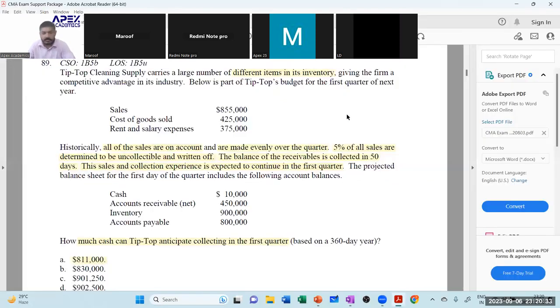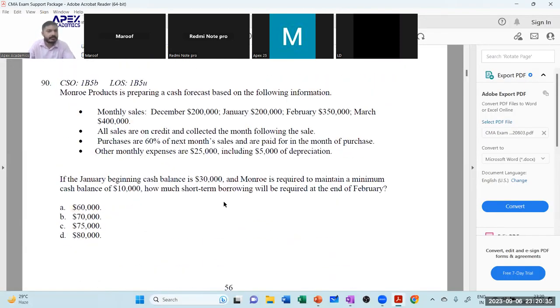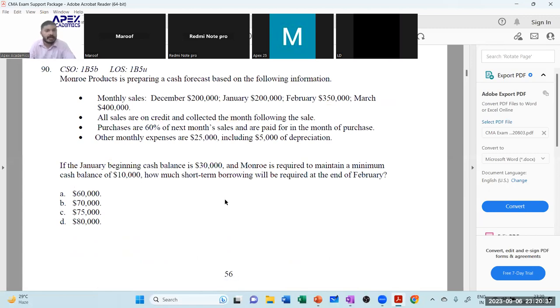Now let's go to question number 90. Monroe Products is preparing a cash forecast based on the following information. Monthly sales for December, January, February and March are given. All the sales are on credit and they are collected in the month following the sale. Means December is collected in Jan, Jan is collected in Feb, Feb is collected in March and March is collected in April.